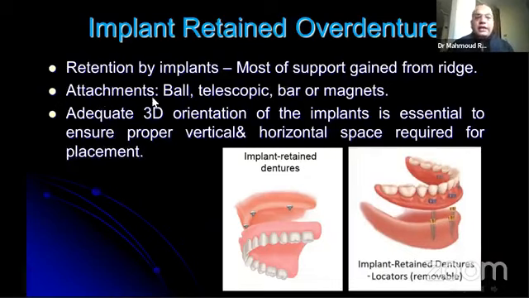Attachments that may be used here are ball and socket type, telescopic, bar, or magnets, maybe locator and equators also. Adequate 3D orientation of the implant is essential to ensure the proper vertical and horizontal space required for the placement.